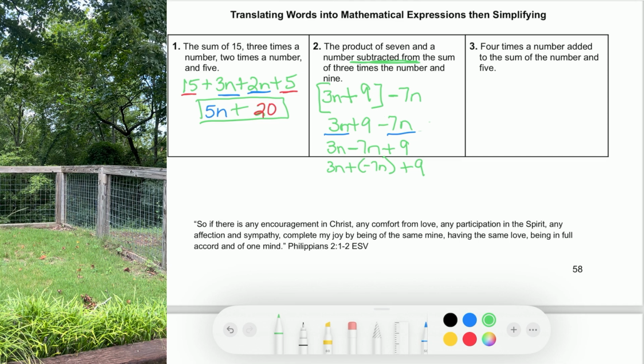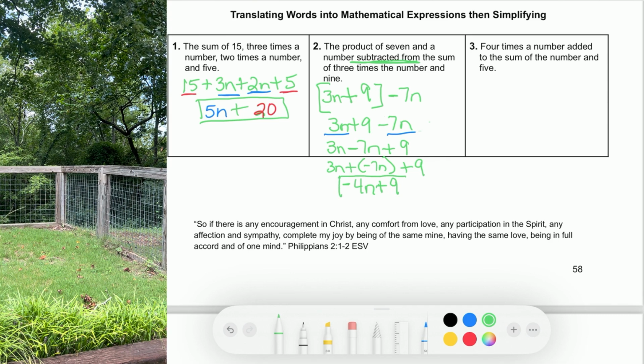All right, so now I have a positive 3n and I have a negative 7n. That means I'm going to take the difference, which is 4n, keep the sign of the greater, which is the 7, so that's a negative 4n, and then bring down my plus 9. And so I am done at this point.